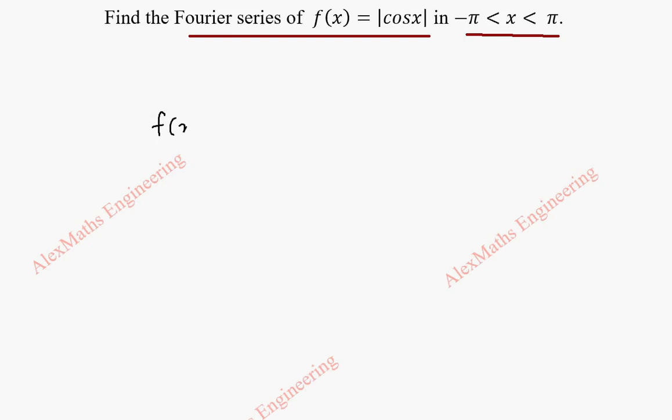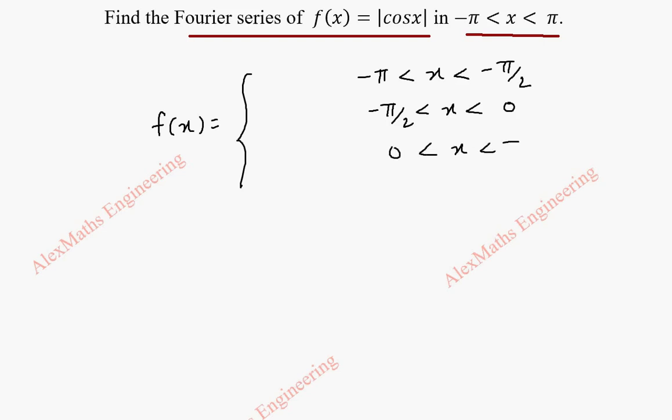Now f of x is taken as from minus pi less than x less than minus pi by 2 as one part, then minus pi by 2 less than x less than 0 is another part, then 0 less than x less than pi by 2 is the third part, and pi by 2 less than x less than pi is the fourth part. So the given interval from minus pi to pi is split into four parts, and now minus pi till minus pi by 2 is the third quadrant.